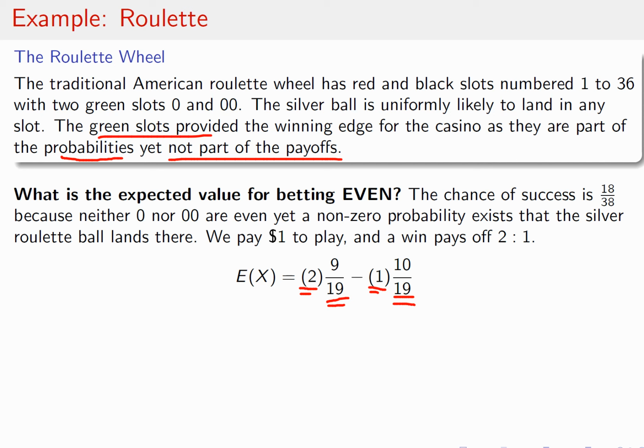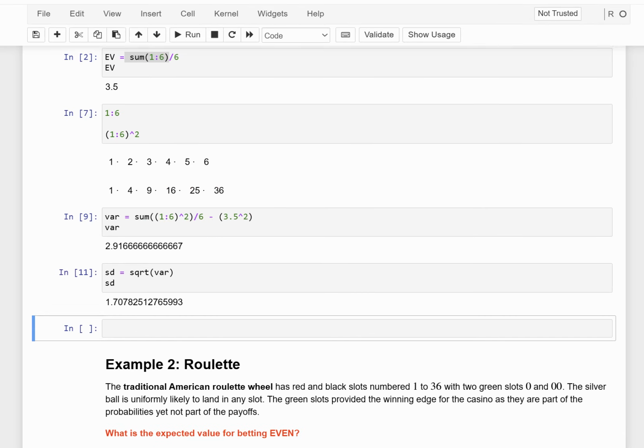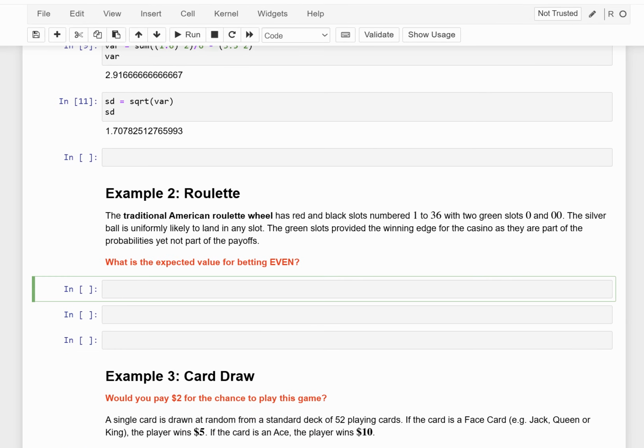Okay, so what does that mean? Well, if you evaluate that, that means that for every dollar you bet on roulette, the expectation is that you'll lose about a nickel. Negative 1/19 is close to negative 1/20, which would be 5 cents on every dollar that's going to the casino's pocket rather than your pocket. All right. And how are we going to calculate that?